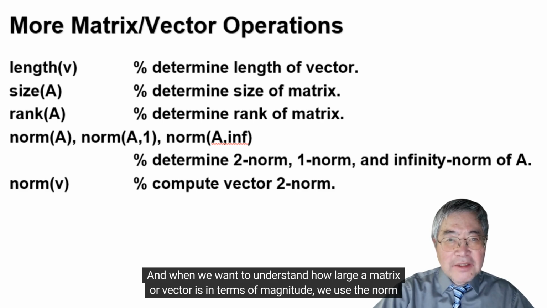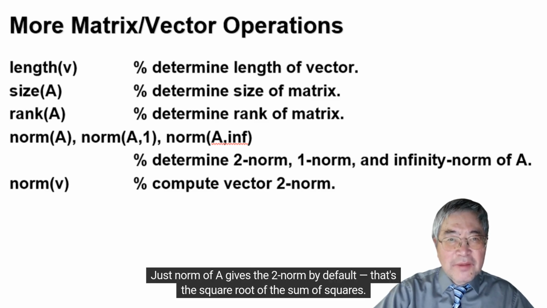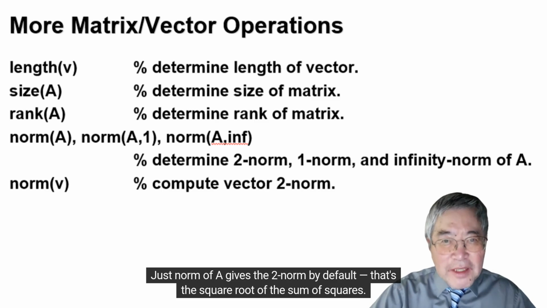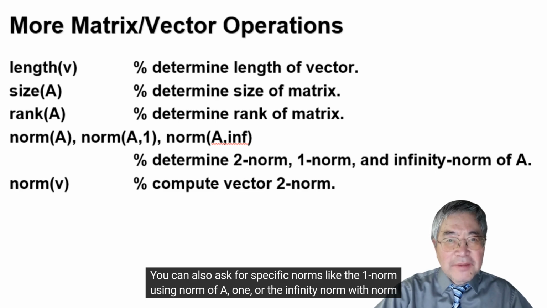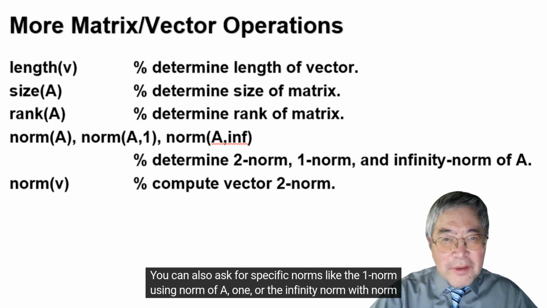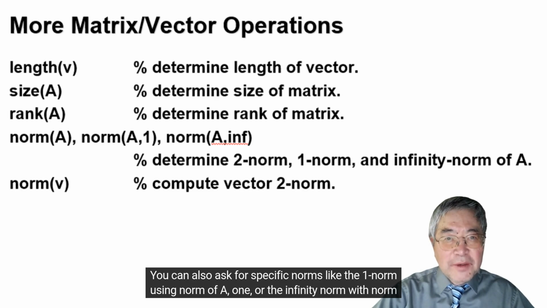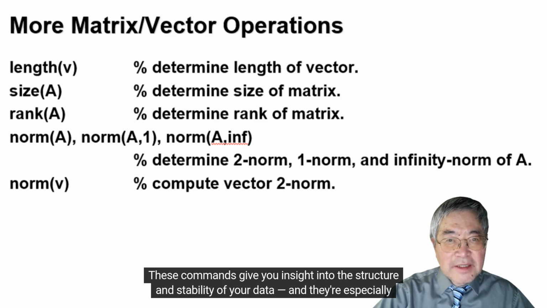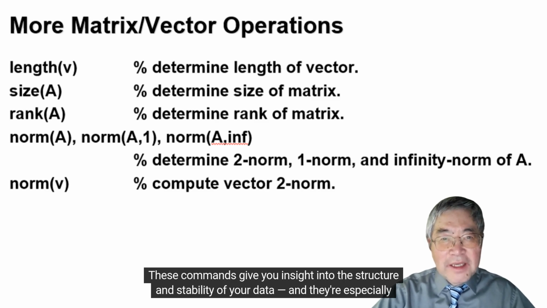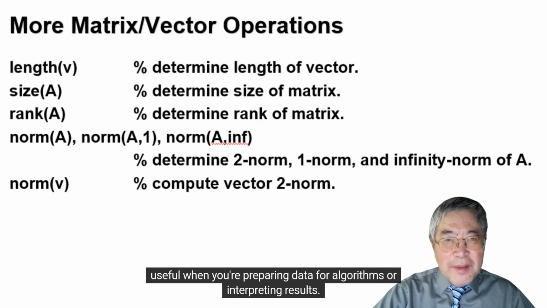And when we want to understand how large a matrix or vector is in terms of magnitude, we use the norm function. Just norm of A gives the 2-norm by default. That's the square root of the sum of squares. You can also ask for specific norms, like the 1-norm using norm of A, 1, or the infinity norm with norm of A, inf. These commands give you insight into the structure and stability of your data, and they're especially useful when you're preparing data for algorithms or interpreting results.